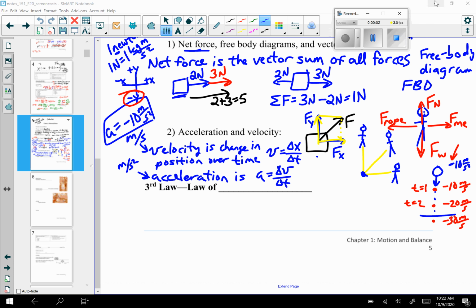The third of Newton's laws is called the law of reaction. And the law of reaction says that for every force there's an equal and opposite force.